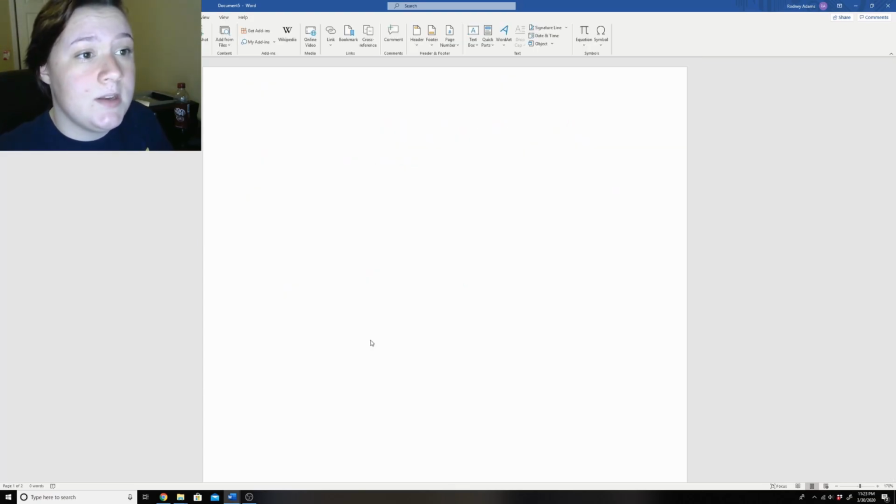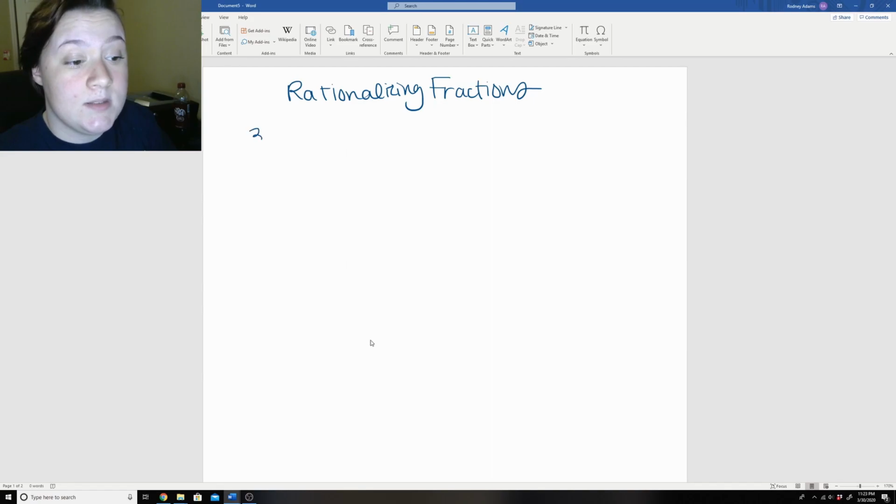Okay, so let's take another look at rationalizing fractions. So let's look at an example like 3 over square root of 2. Again, we only rationalize whenever we have a square root on the bottom of a fraction.